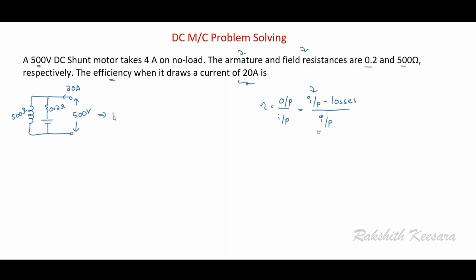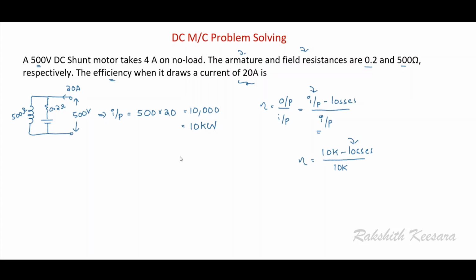Now, first we should calculate the input. What is the input to this machine? Input is 500 into 20, that is 10 kilowatt. So our efficiency will be 10 kilo minus losses by 10 kilo.